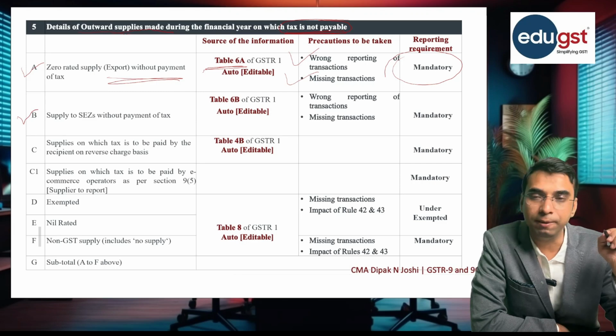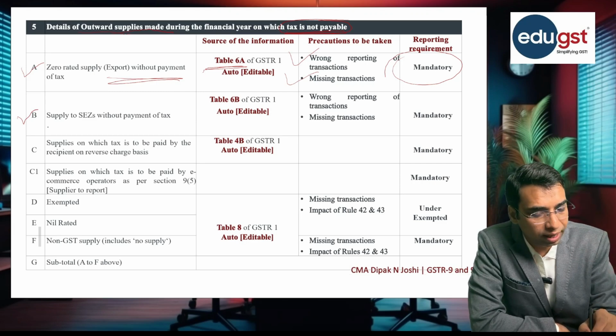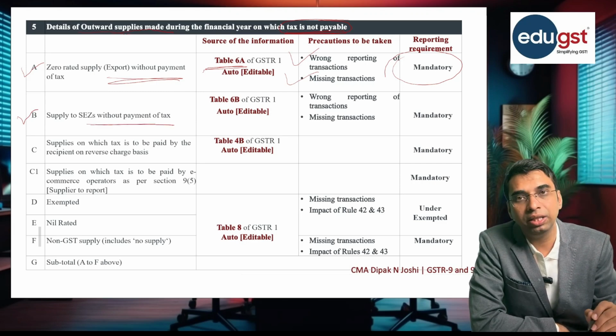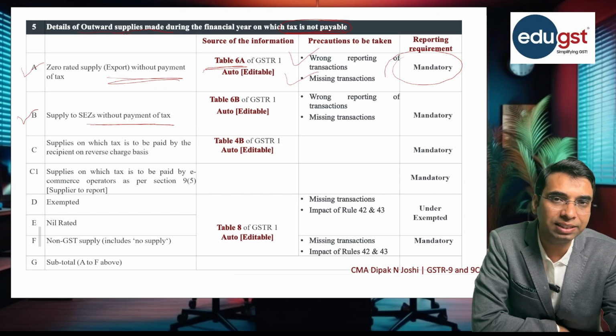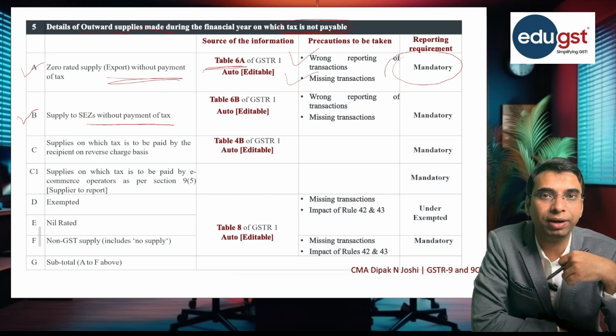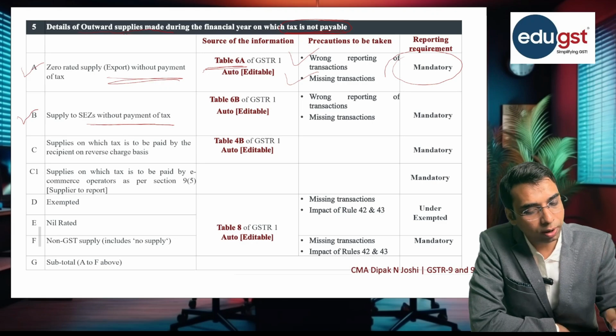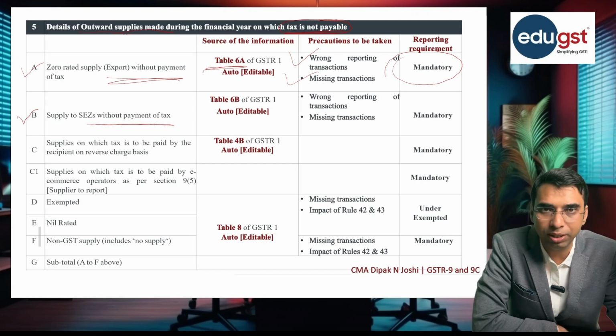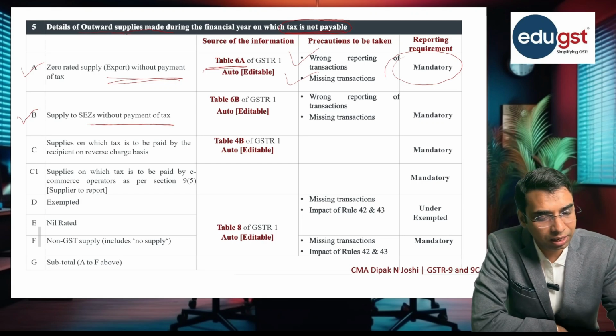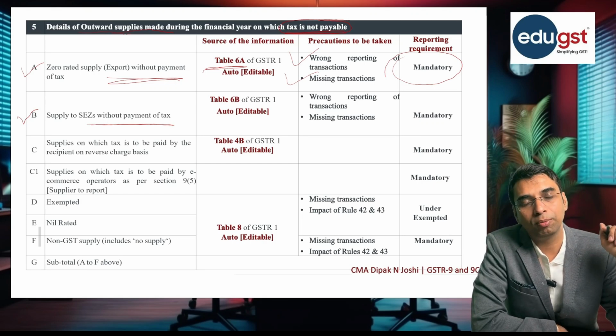Table number 5B, supply to SEZ without payment of tax. देखो ऊपर हमने with payment of tax के दोनों भी देखे थे, export with payment of tax, export without payment of tax. Here you require to report export without payment of tax and SEZ without payment of tax. तो ऊपर हमने with payment of tax का information दिया था, इधर आपको without payment का information देना है.